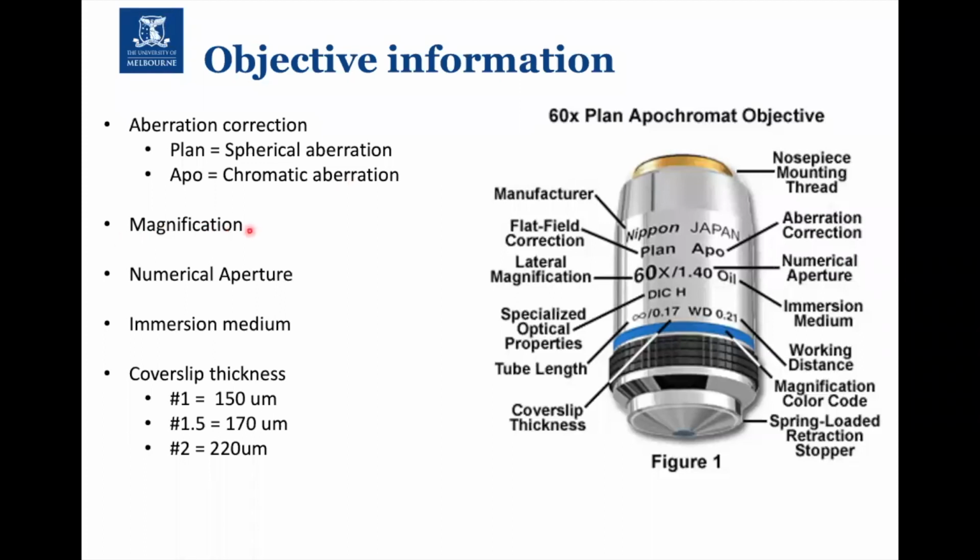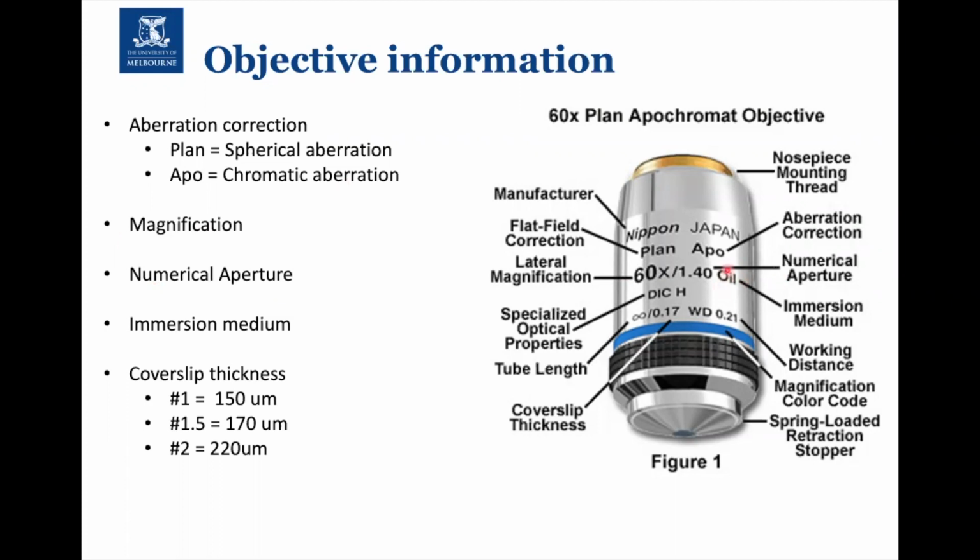The next thing to look at is the magnification. So obviously, the higher the magnification, the higher detail you'll have in your image. The number that comes after that is what's known as the numerical aperture. That gives you a readout of the resolution of that objective.